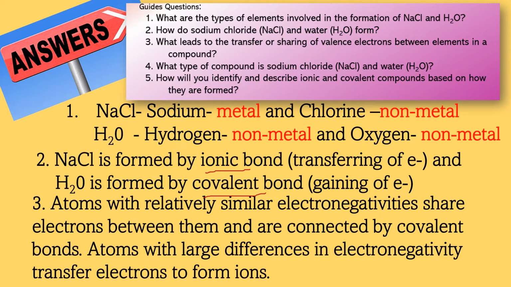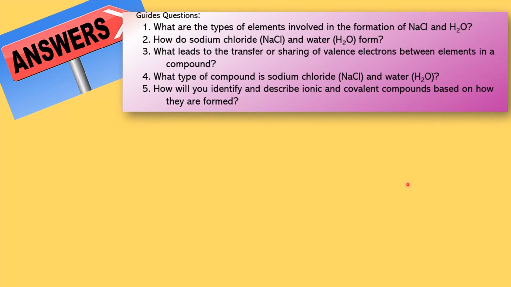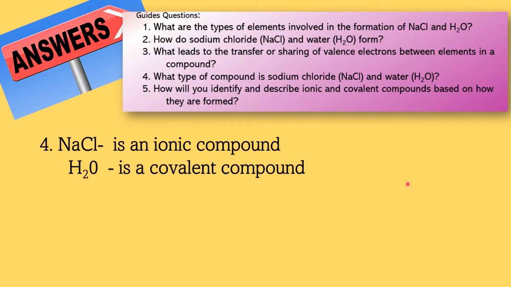Atoms with relatively similar electronegativities share electrons between them and are connected by covalent bonds. Atoms with large differences in electronegativity transfer electrons to form ions. For question number 4, what type of compound is sodium chloride and water? Sodium chloride is an ionic compound, while water is an example of a covalent compound.